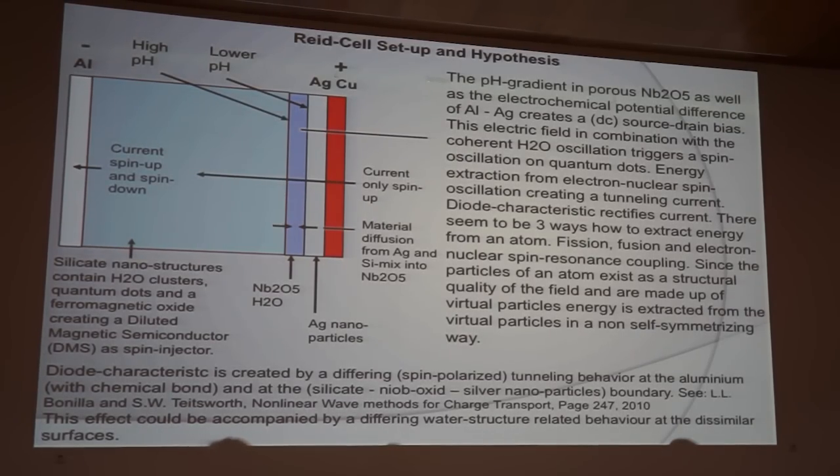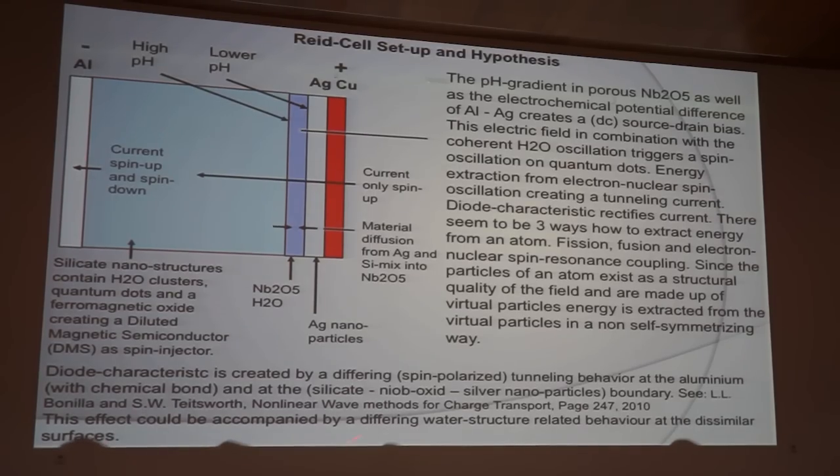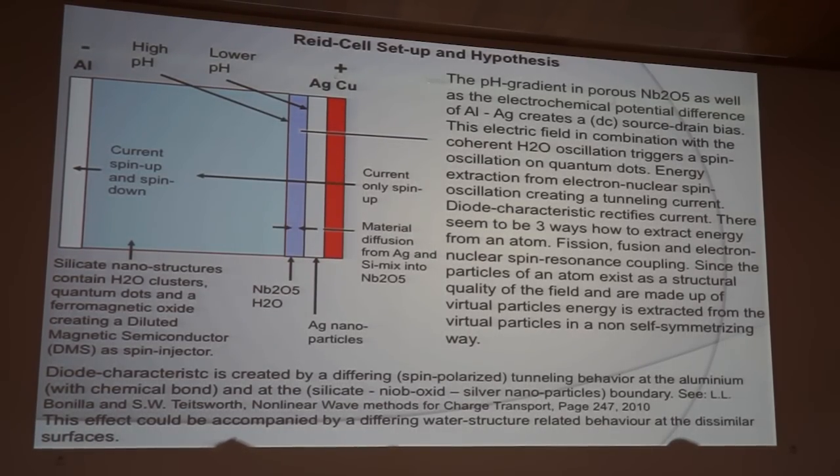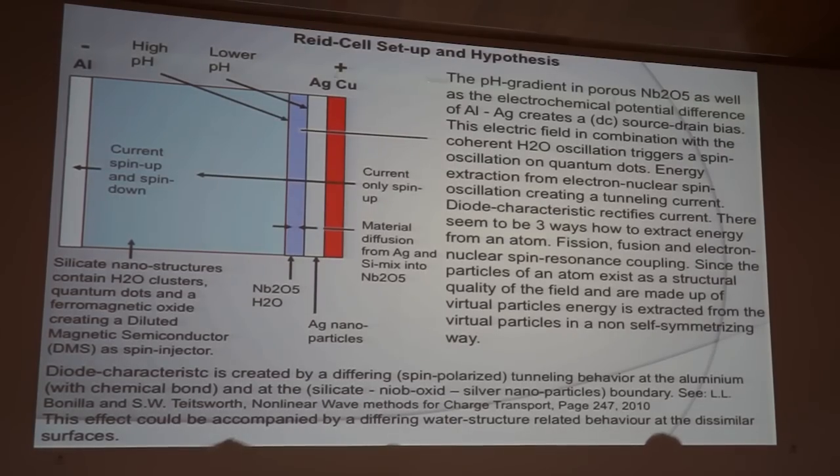That is done by the diode characteristic, which is created by a differing spin-polarized tunneling behavior at the aluminium with the chemical bond, that's on the left side here, and at the silicate niobium oxide silver nanoparticles boundary. And this effect could be accompanied by a differing water structure-related behavior at the dissimilar surfaces.